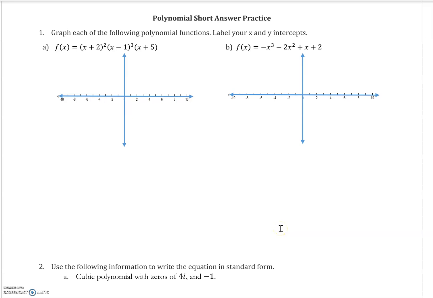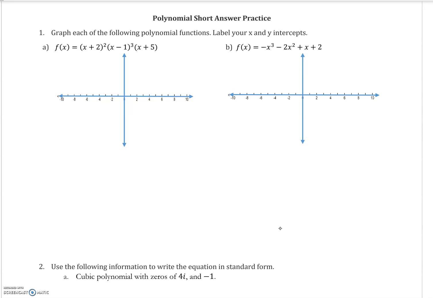All right, the next section of our polynomial review is going over the short answer questions that you will take in class. So these are not necessarily capstone preparation questions, although they will definitely help you prepare for the capstone. But for these problems in class, you will have to show all of your work in order to get some short answer credit. So for number one, we want to graph each of the following polynomial functions and to label our x and y intercepts.